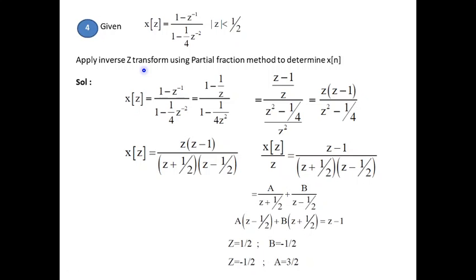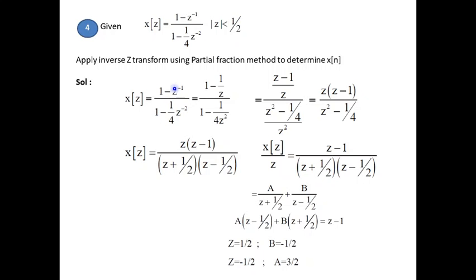And lastly, we'll see the problem. X of z equals 1 minus z power minus 1 divided by 1 minus 4 z power minus 2, modulus of z lesser than 1 by 2. Here you can see that the region of convergence is to the inner side of the innermost pole, that is, it is lesser. So we need to find x of n.